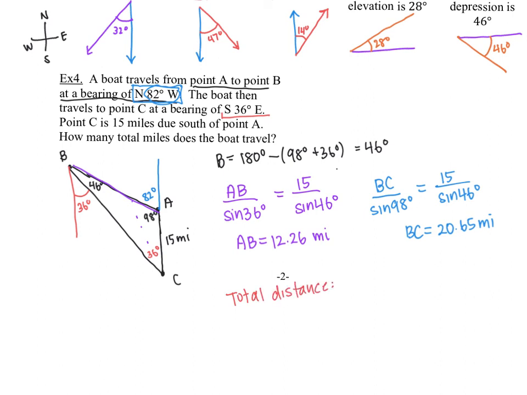So he starts from A to B. A to B is 12.26. And then the boat travels to point C. So now from B to C, it's going 20.65. Does it go back? It looks like it doesn't go back to A, so it just goes from A to B, and then it goes from B to C. So the total distance is just those two values added up, so 32.91 miles. And I should read the question too.